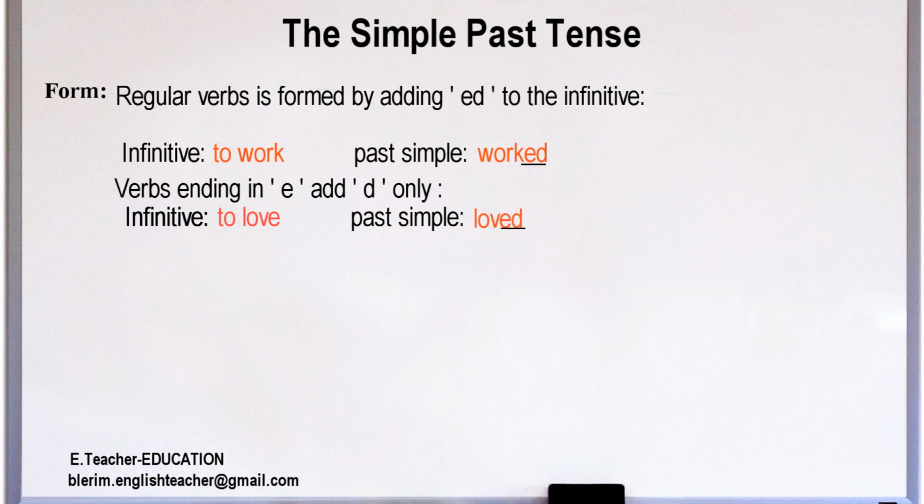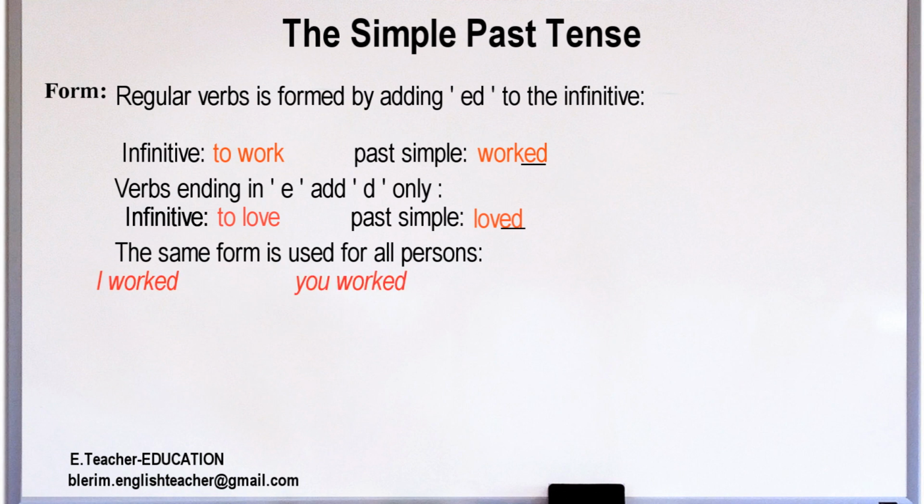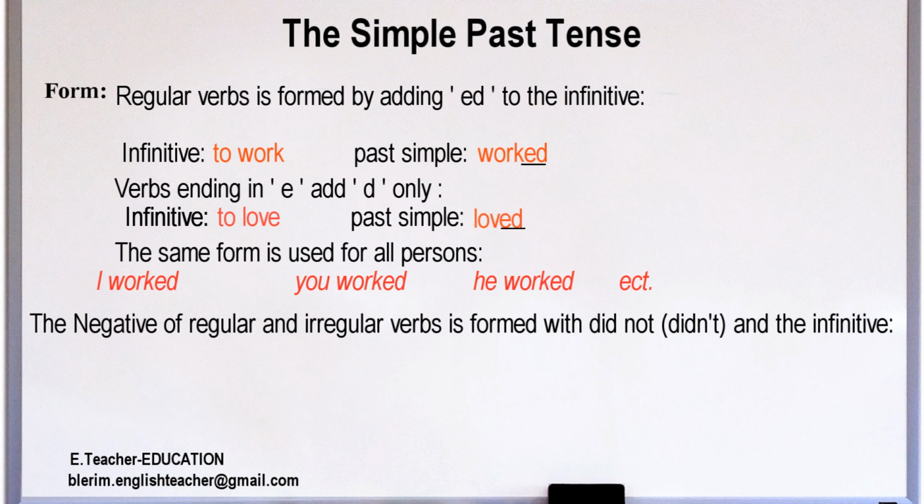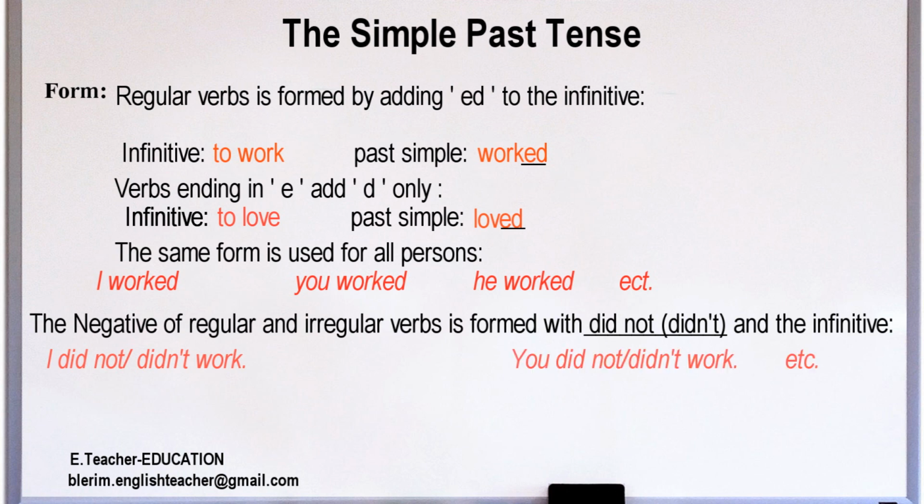The same form is used for all persons. For example, first one is I worked, second you worked, third one he worked, etc. The negative of regular and irregular verbs is formed with did not, didn't, and the infinitive. For example, the first person is I did not or I didn't work, and you did not and didn't work. The third person it's he did not or didn't work, and so on.